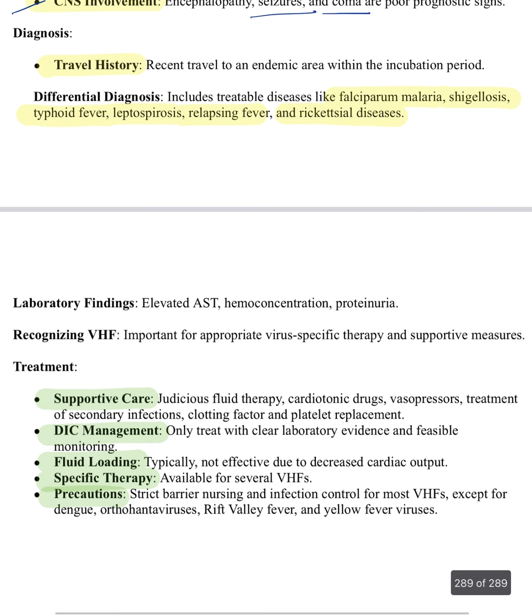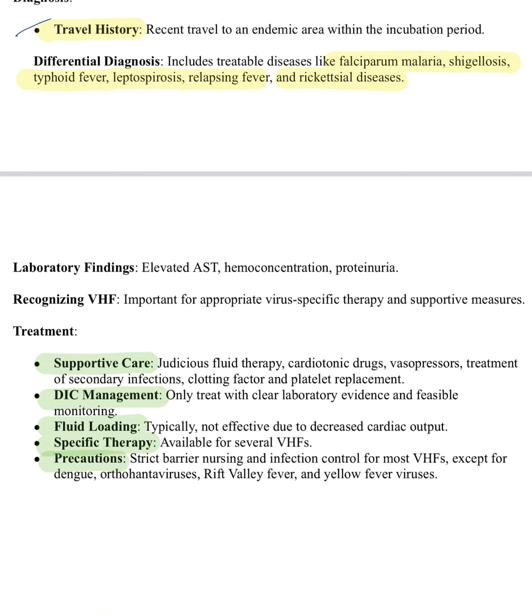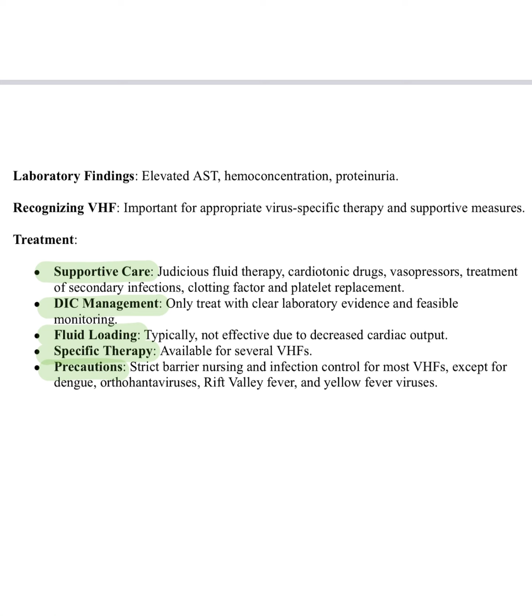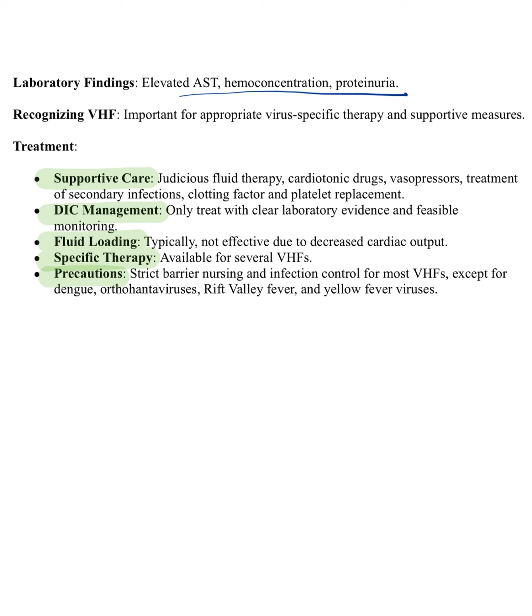Diagnosis: first we have to ask history, like travel history to endemic areas within the incubation period. Differential diagnosis includes other treatable diseases, mostly caused by other organisms like bacteria or protozoa, like falciparum malaria, shigellosis, typhoid fever, leptospirosis, relapsing fever, and rickettsial diseases. Even in those we see thrombocytopenia and a similar hemorrhagic picture. Lab investigations: elevated AST, hemoconcentration, and proteinuria, as we just discussed. For recognizing the causative organism, we can go with ELISA or PCR.